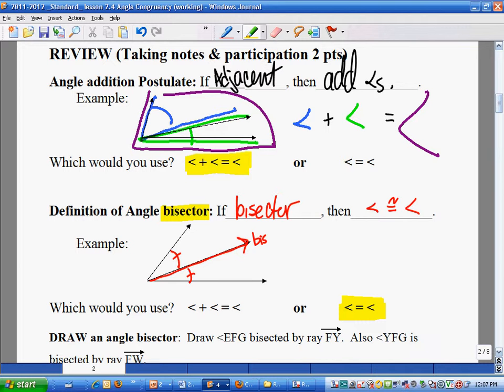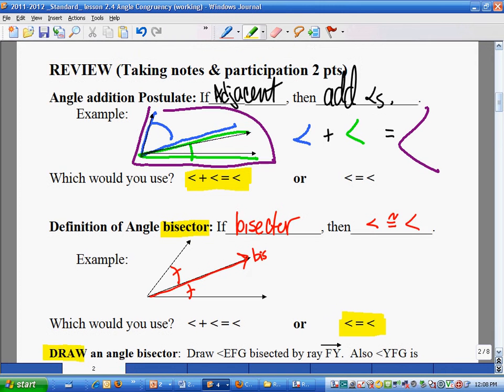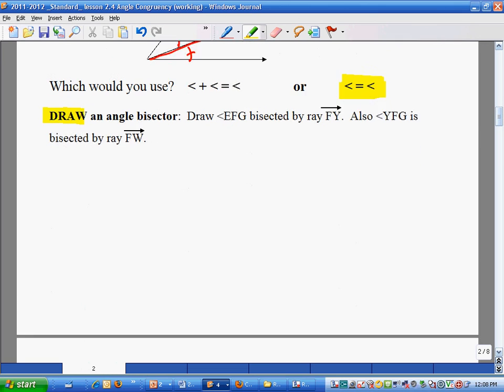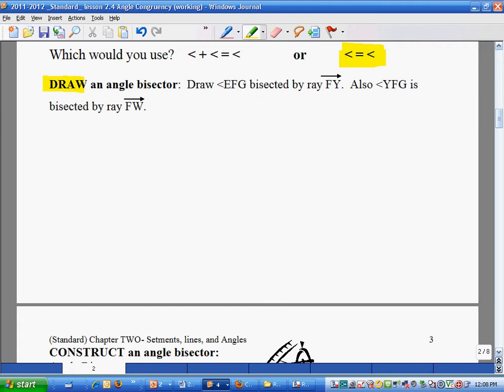Let me see how well you understand the term bisect. Put your finger right here. I want you to finger track, read that out loud, chunk it and draw. Go. Angle EFG bisected by FY. Also angle YFG bisected by FW. Try not to look at your neighbors. It's important you see this yourself. Do you have to get a protractor out? No, but you do have to mark it appropriately.